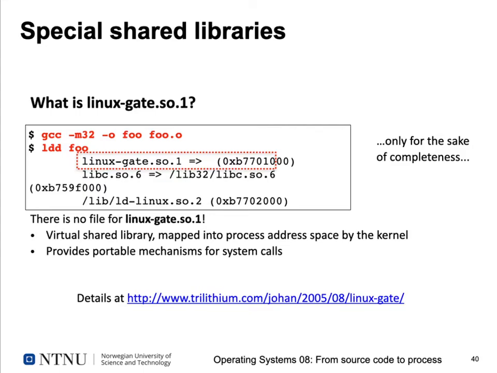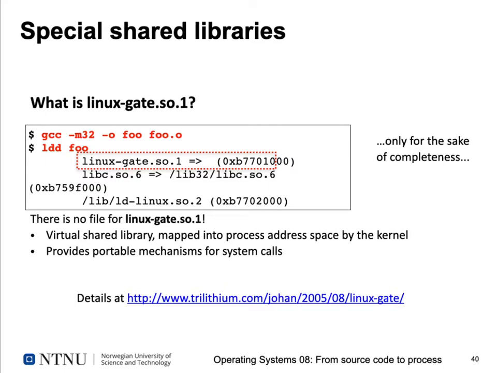So we've seen this mysterious linux-gate.so.1, and we've seen there is no file name for it. So this is really not something you need to know by heart. This is only for the sake of completeness. And if you search through your file system, you will never find a file linux-gate.so.1. This is another trick Linux uses to be a bit more efficient.